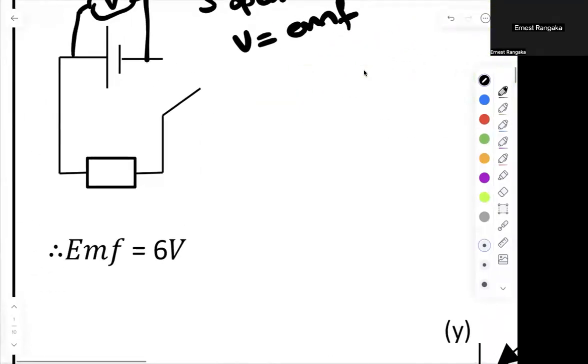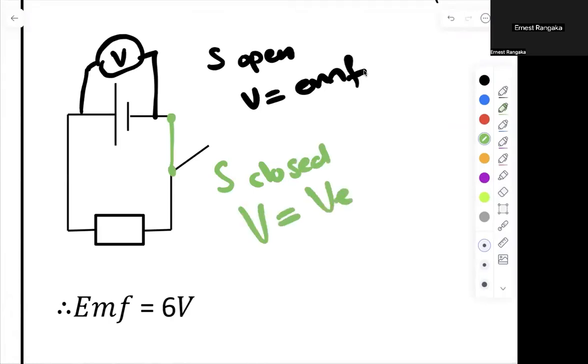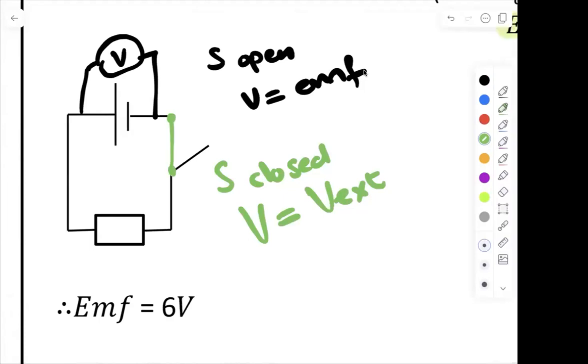But if my switch were to be closed, so let me quickly, in green, close the switch over here. When my switch is closed, the reading on that voltmeter is going to be V external, not the EMF. And V external basically means it's going to be the current through my battery times the voltage used across the entire circuit. All right. Okay, cool.